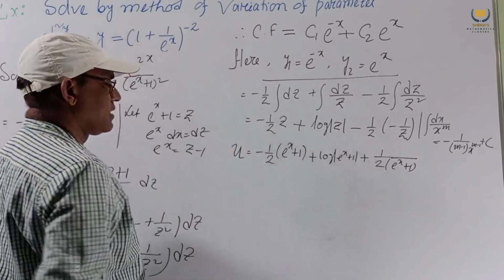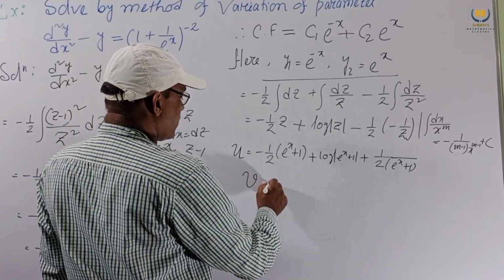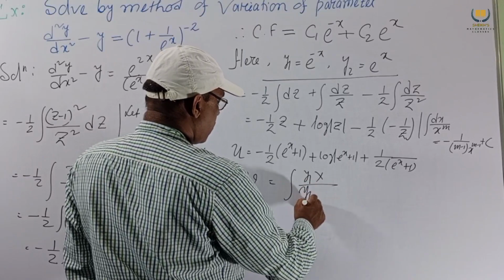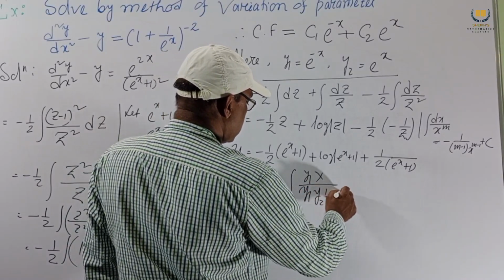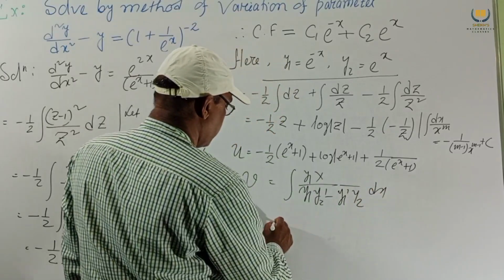U is this. Now our requirement is v. v = ∫ y1 X / (y1 y2' − y1' y2) dx.